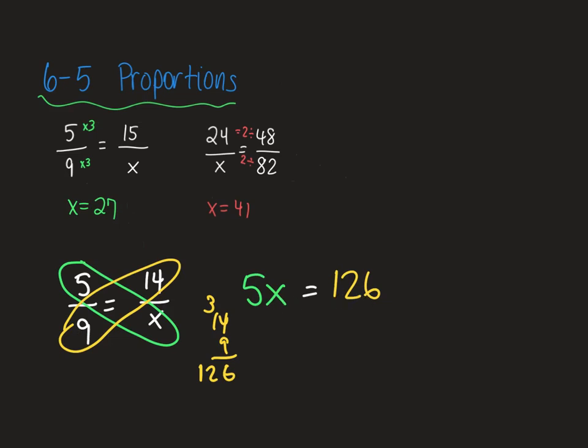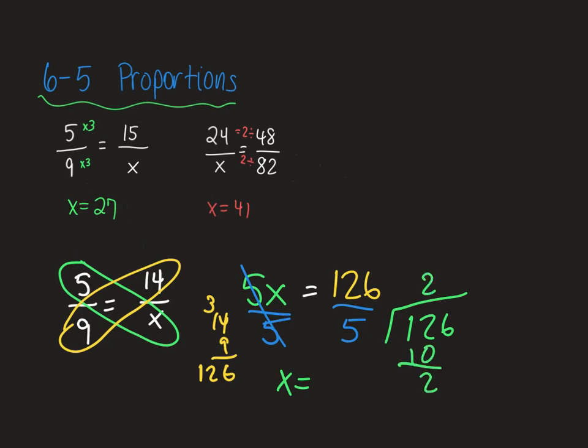5x equals 126. Well, we know how to solve that. That's just a one-step equation. We sing the song. Divide by 5, divide by 5, cross out. What's my answer? Well, I can't do it in my head, so let's actually work it out. 5 goes into 12 twice, which is 10. Subtract, bring down. 5 goes into 26 5 times. Subtract. I get a 1.